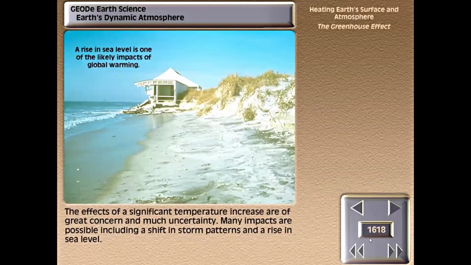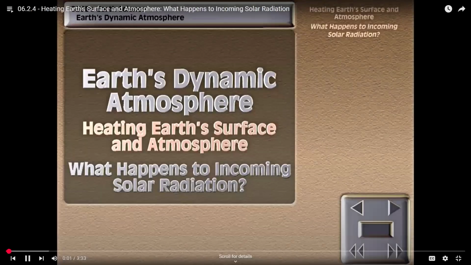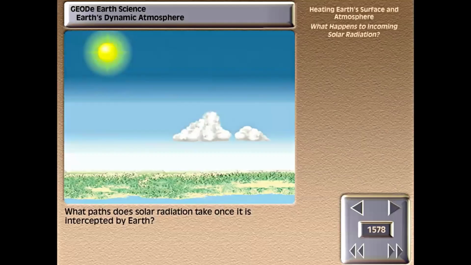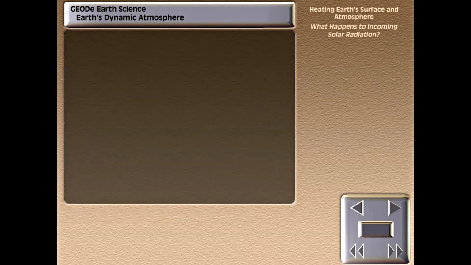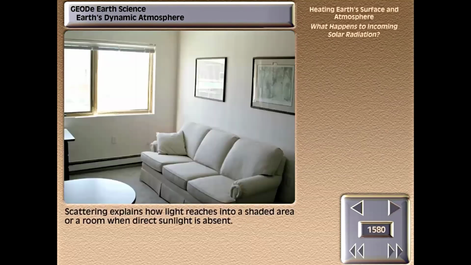The effects of a significant temperature increase are of great concern and much uncertainty. Many impacts are possible, including a shift in storm patterns and a rise in sea level. What paths does solar radiation take once it is intercepted by Earth? Scattering is the process by which gases and tiny particles in the atmosphere redirect solar energy. Scattering explains how light reaches into a shaded area or a room when direct sunlight is absent.